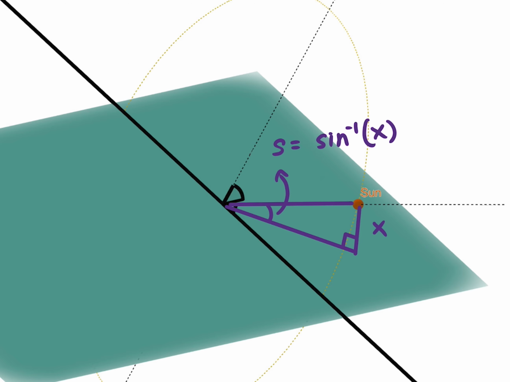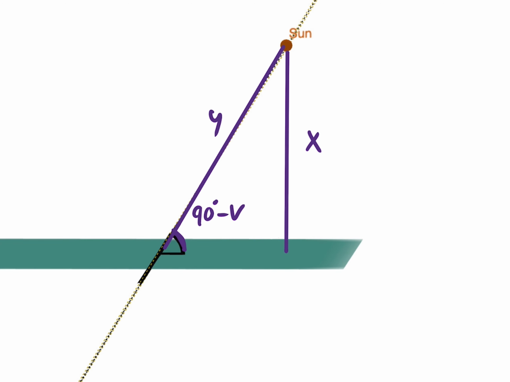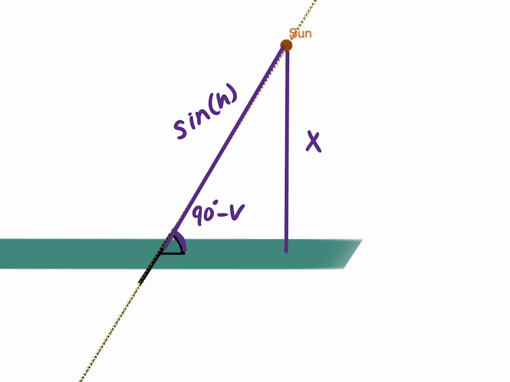If we look at the situation from the side, we see x like this. This angle here is going to be 90 minus v. So if we figure out this side, then we can find x. Well, this side is just going to be this here, which is going to be sine of h. Okay, so now we have that. So we know that x is just going to be equal to the sine of h, because that's the hypotenuse, times the sine of 90 minus v.